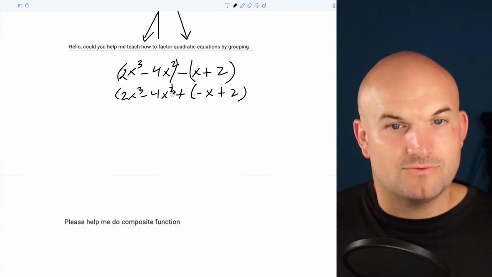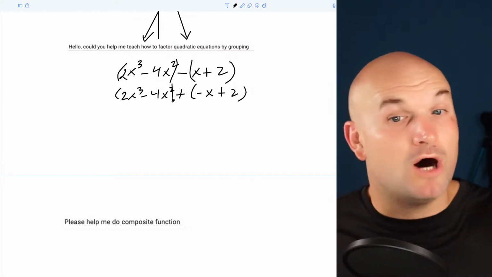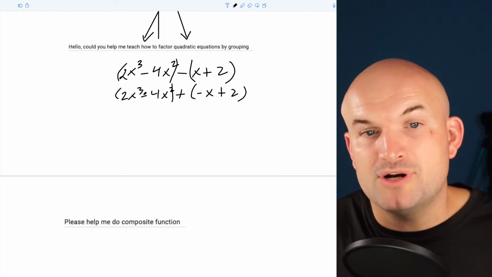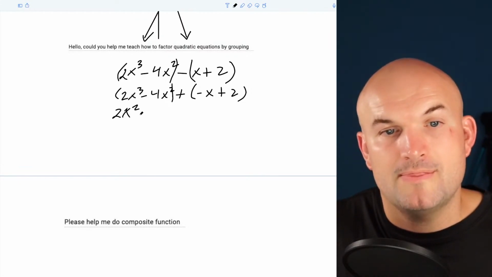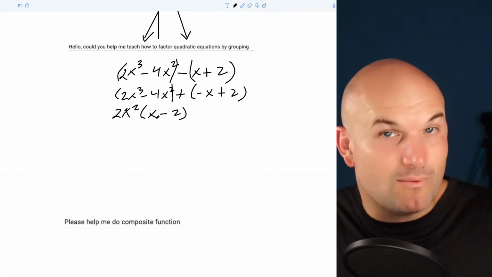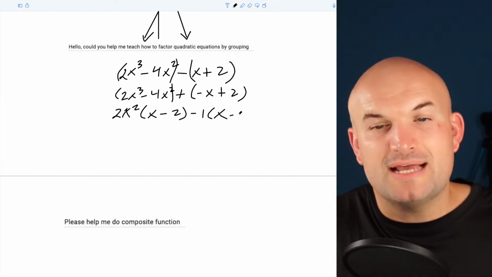All right, so write it as a binomial plus another binomial. Now, all you're simply going to do is factor out the GCF, okay? So you can see in these two components, they have a 2x squared. So I'll factor out a 2x squared. And that's going to leave me with a x minus 2. Now here, again, I want to try to get an x minus 2. So I'm going to factor out a negative 1. And that's going to leave me with a x minus 2.